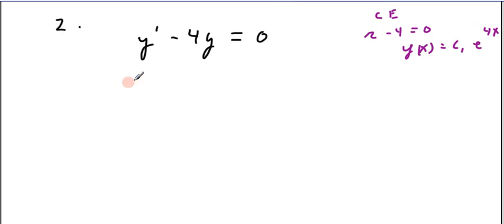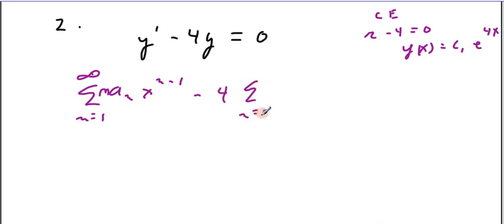In the meantime, what I have is y prime. So that's summation n equal 1 to infinity a n x to the n minus 1, minus 4, summation n equals 0 to infinity a n x to the n is equal to 0.